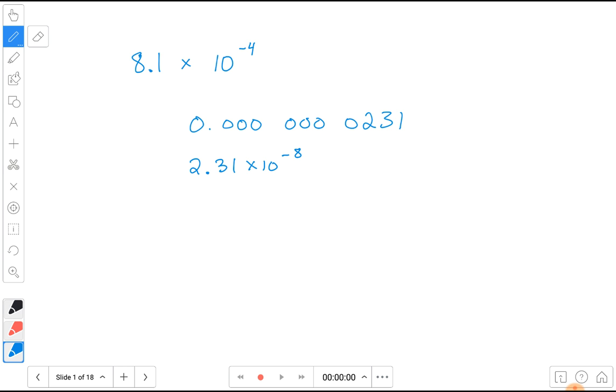Scientific notation is just a way of taking really large or really small numbers and rewriting them. And of course, let's look at how we can do that. So this was a really small one. Let's take a really big one. Let's say we have 238,034,000, and we want to rewrite this in scientific notation.